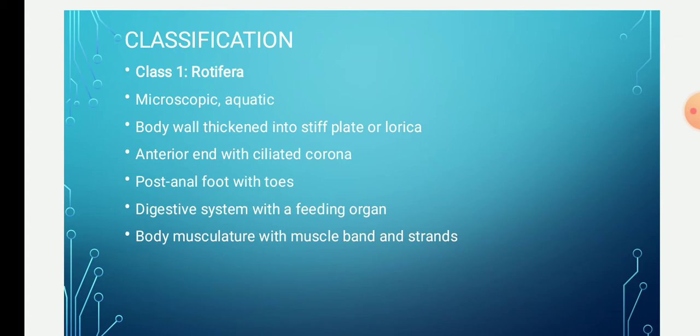The anterior end has a ciliated corona, that is, the wheel organ. Then the post-anal foot has 2 toes, and it also has a cement gland. The digestive system has a feeding organ, the mastax, lined internally by a strong cuticle. The body musculature includes longitudinal and transverse muscles in the form of bands and strands. Then the nervous system has three major ganglia and nerves, whereas the excretory system consists of 2 protonephridia with flame cells.